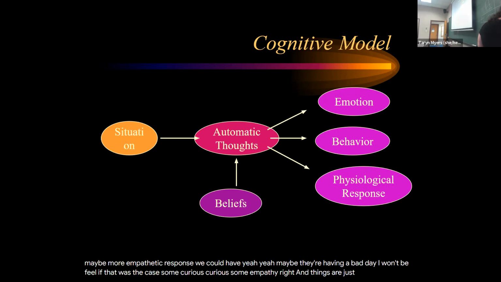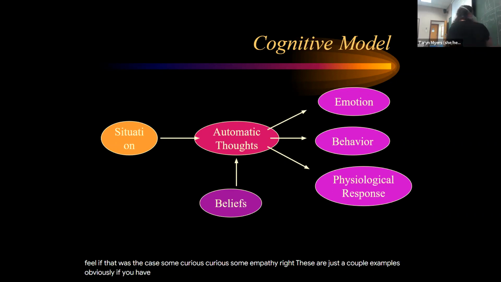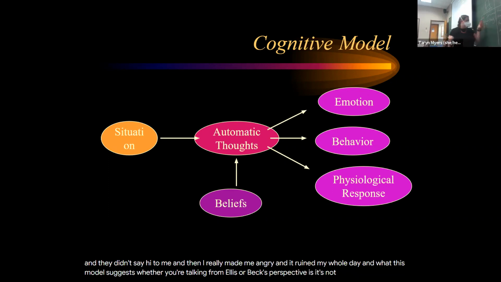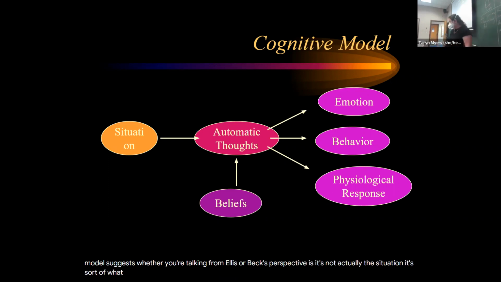And these are just a couple examples. Obviously, if you have psychopathology, this can get more extreme. But a lot of people would say, I saw someone and they didn't say hi to me, and then that made me angry and it ruined my whole day. And what this model suggests, whether you're talking from Ellis or Beck's perspective, is it's not actually the situation, it's what you believe about it. And that belief is a consequence of your pathology, but it also perpetuates your pathology.